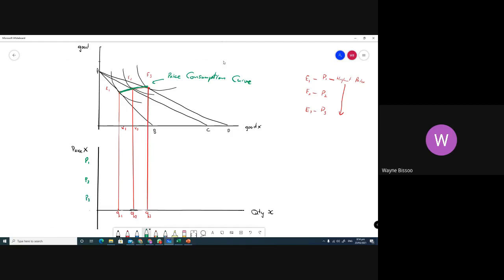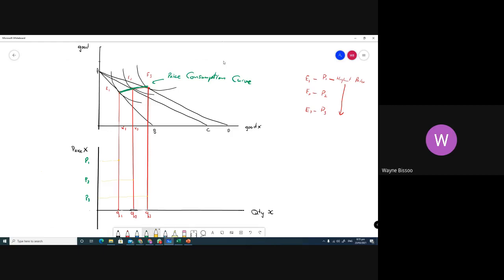So what we're doing now is we're going to cross-reference that information. P1 is related to what quantities? X1 quantities. This was the lowest price here. It was our first indifference curve. So that is cross-referenced to this point here. That gives us our first position. P2 is cross-referenced to our second position, which is over here. And P3 is cross-referenced to the third quantities.